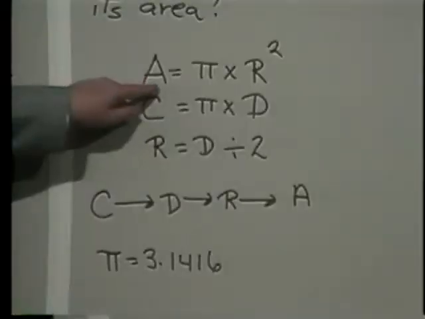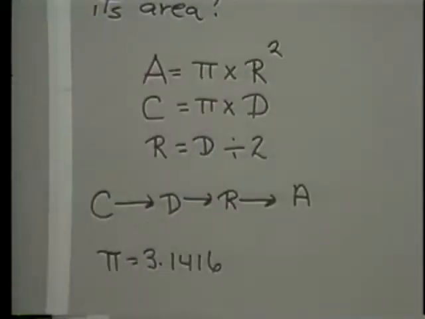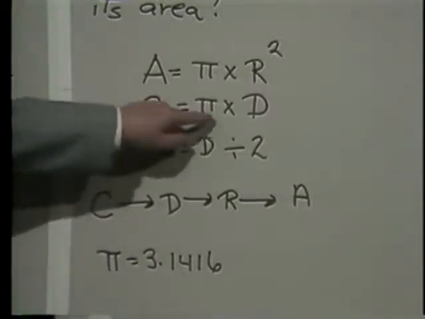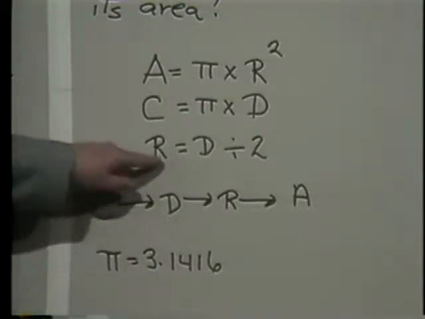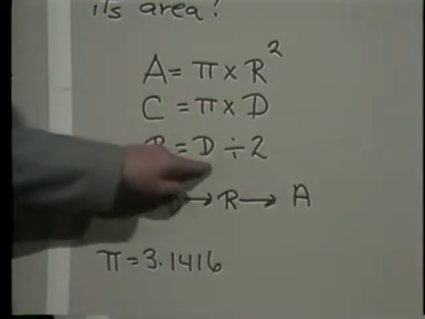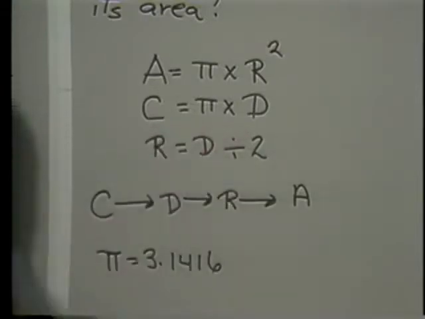I've told you that the area is pi times the square of the radius. We've used that in the module. I've told you the circumference is pi times the diameter. We've used that in the module. And I've told you that the radius is the diameter divided by 2, half the diameter.